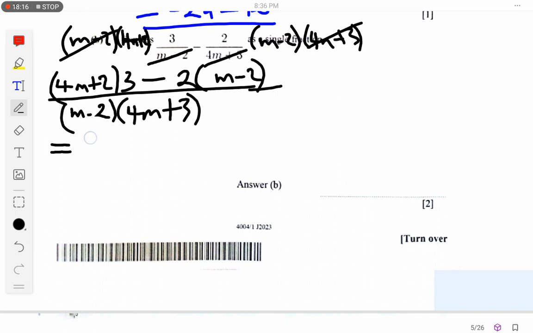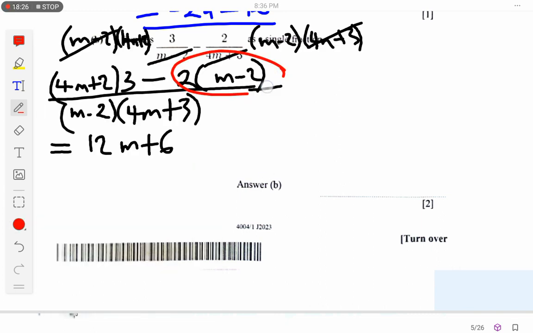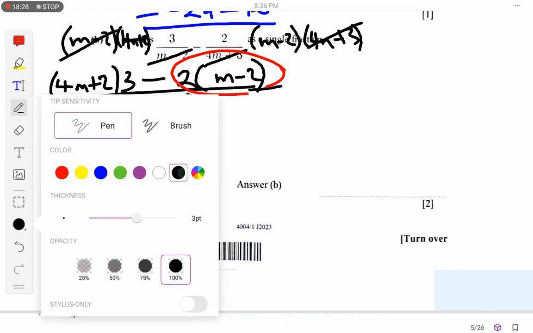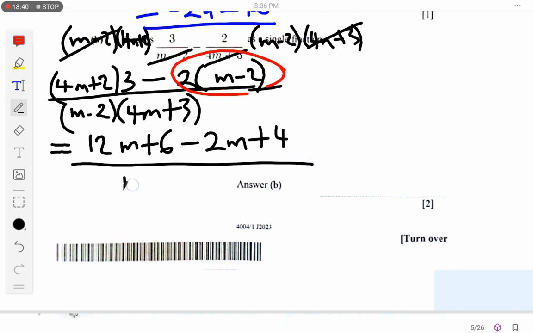4m times 3, that's a 12m here. 2 by 3, that's plus 6. Then we go to the other bracket there, this one. Okay, let's simplify. So it's going to be minus m minus 2m. Okay, then plus a 4. Minus 2 by minus 4, minus 2, that's a 4 there. And our denominator is m minus 2, 4m plus 3.